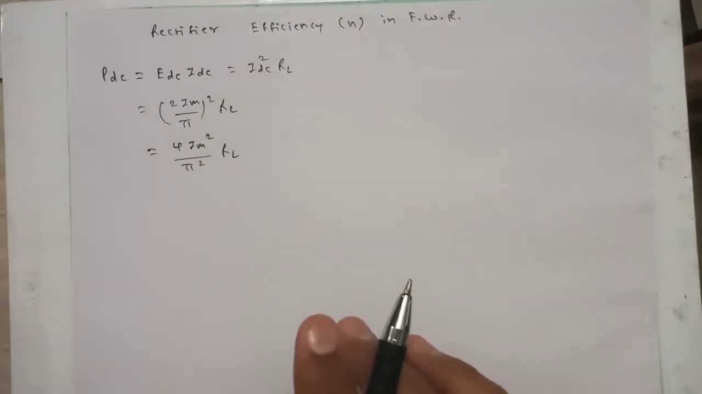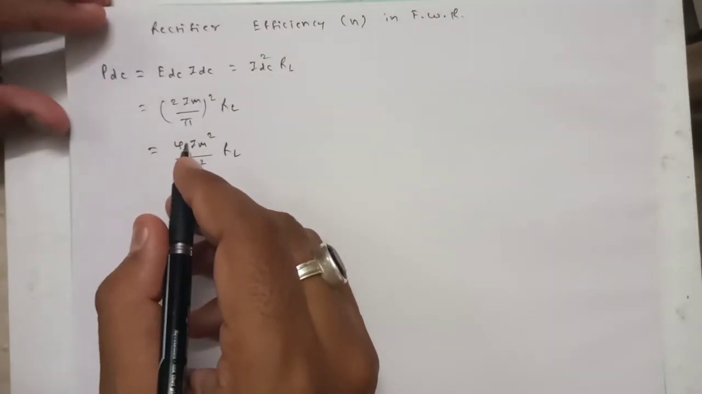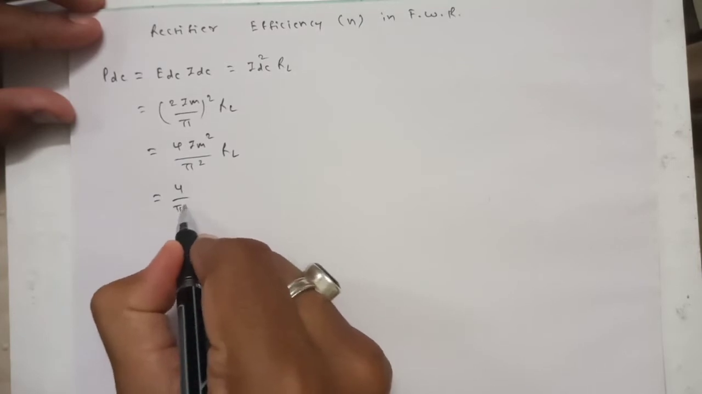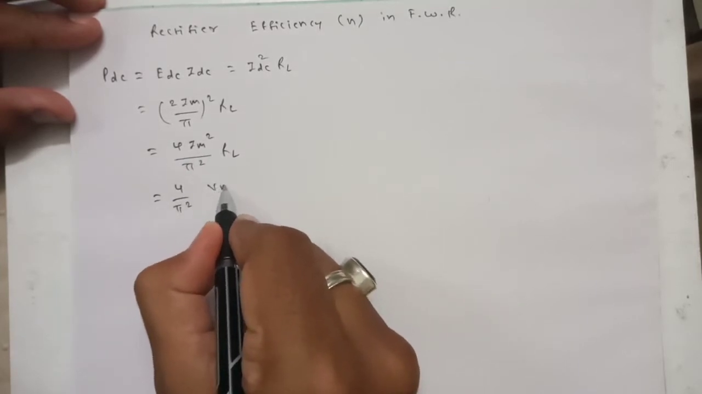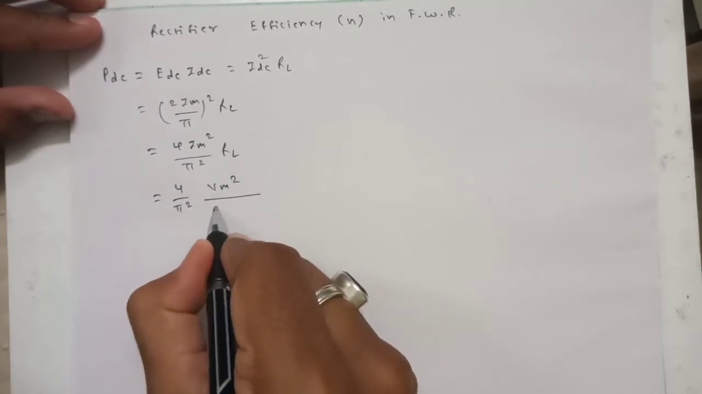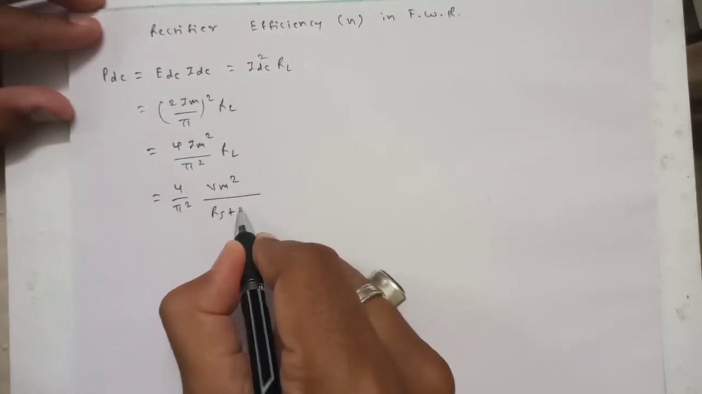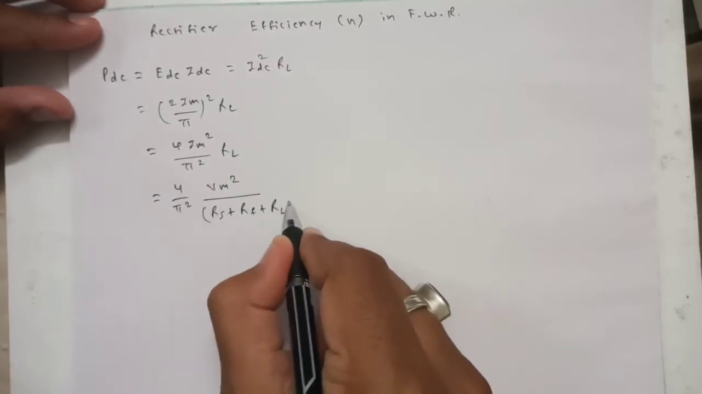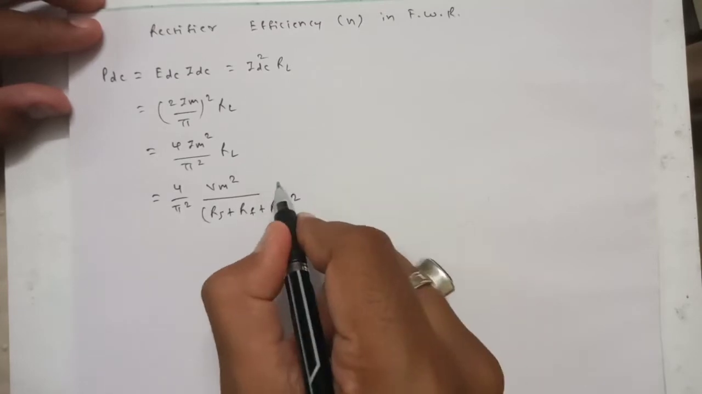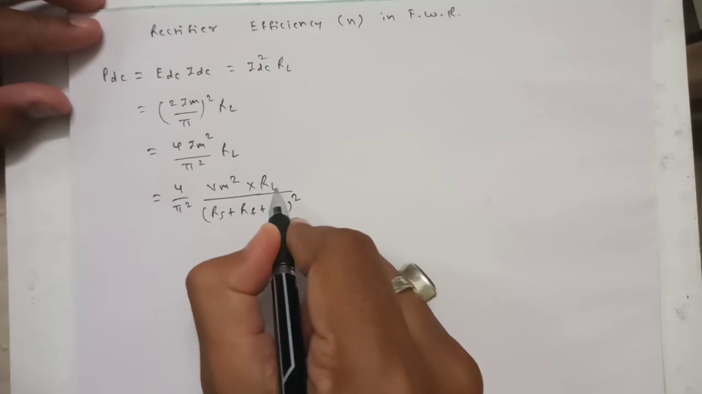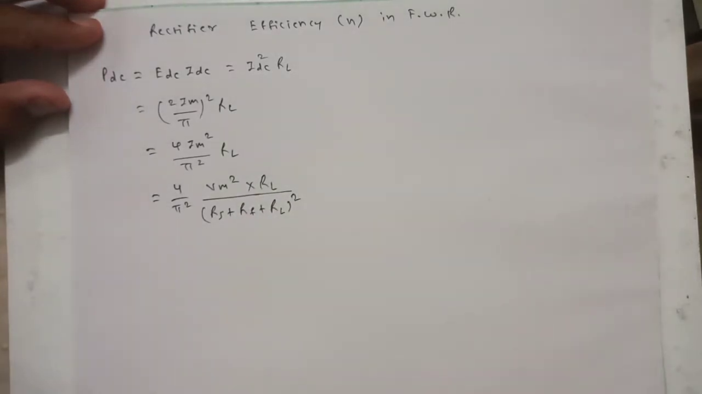So after putting the equation of Im, I will get the equation PDC equal to 4 by pi square, Vm square divided by the resistors Rs plus Rf plus RL, whole squared, and this term is multiplied by the resistor RL. So this is the output which we are getting for the rectifier.